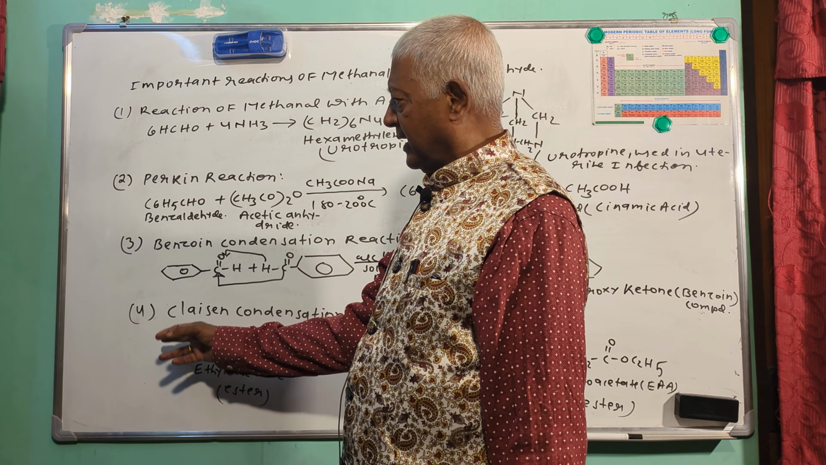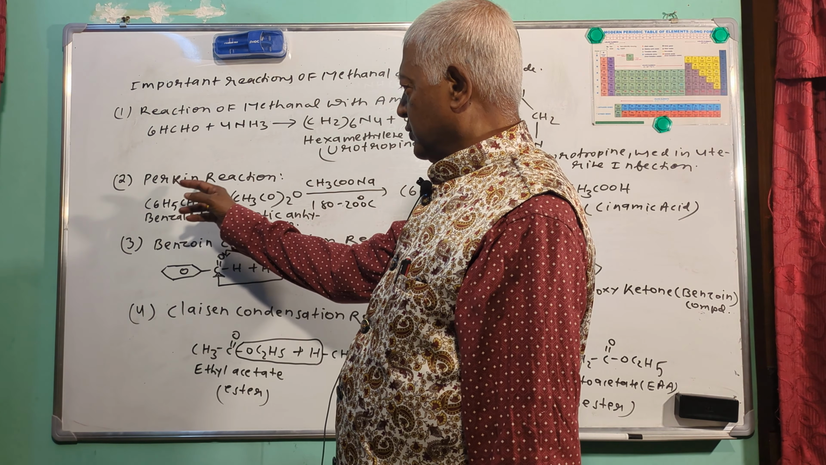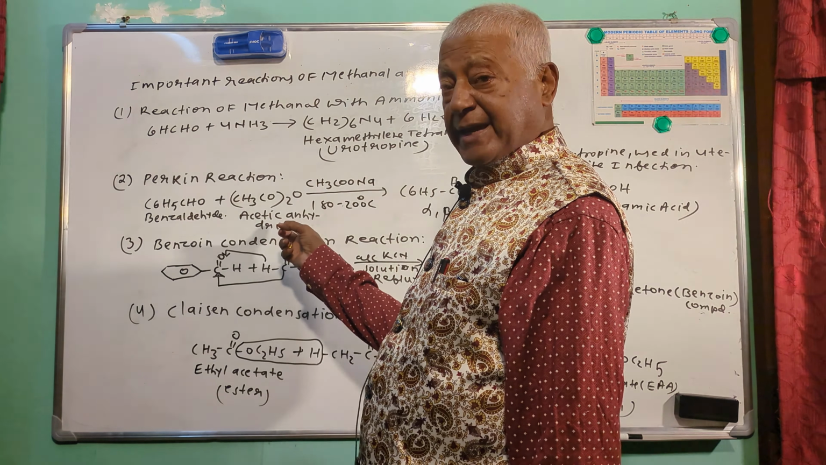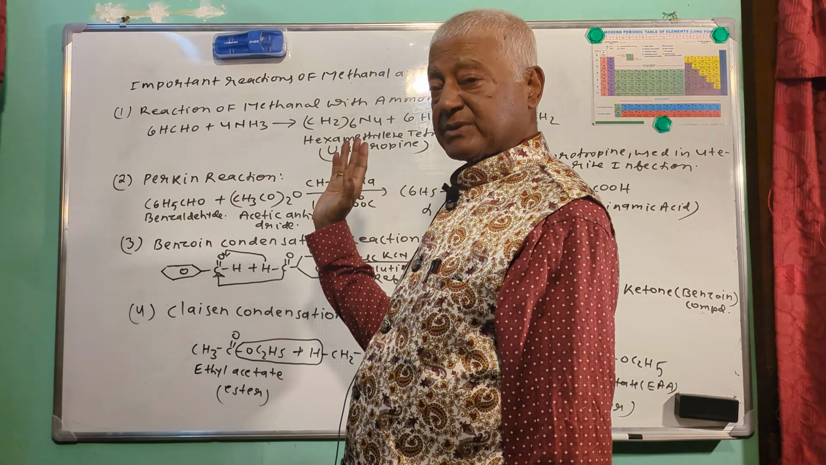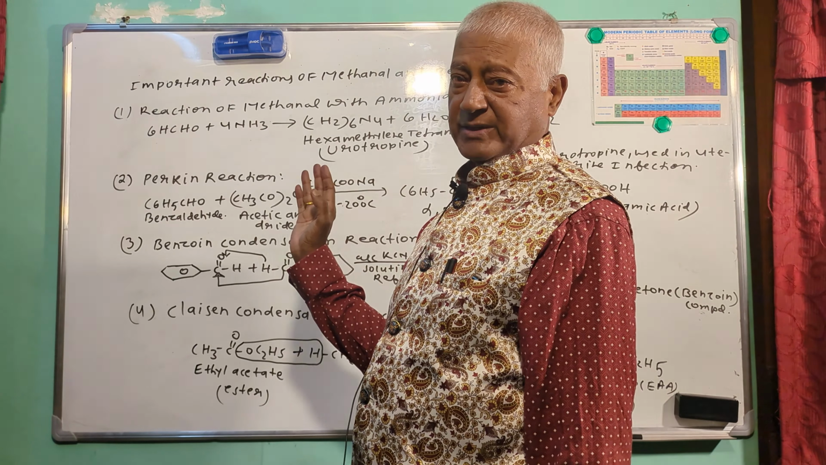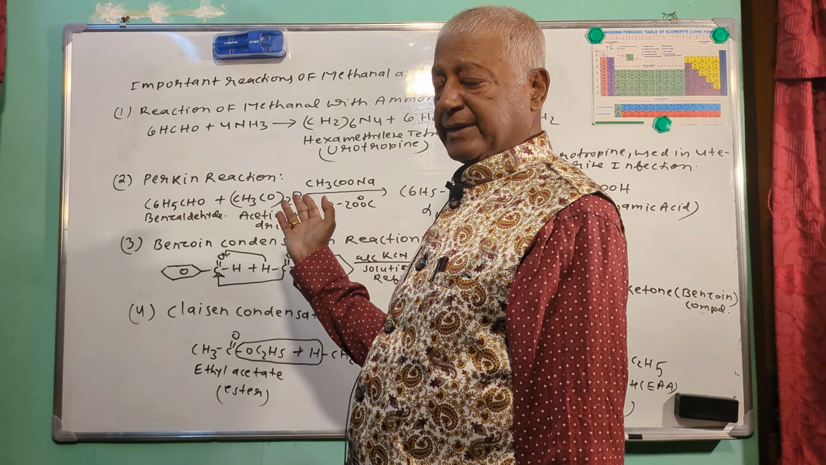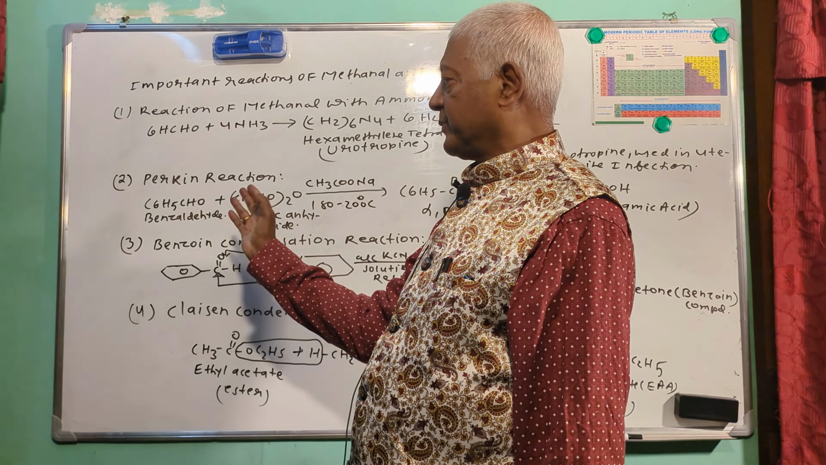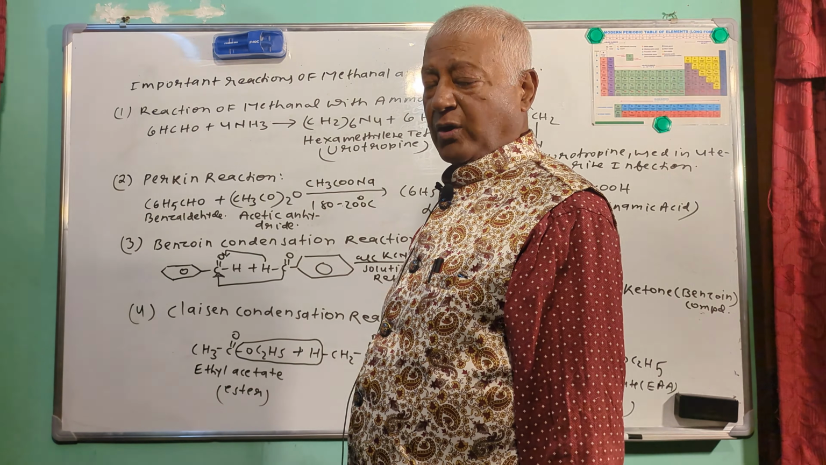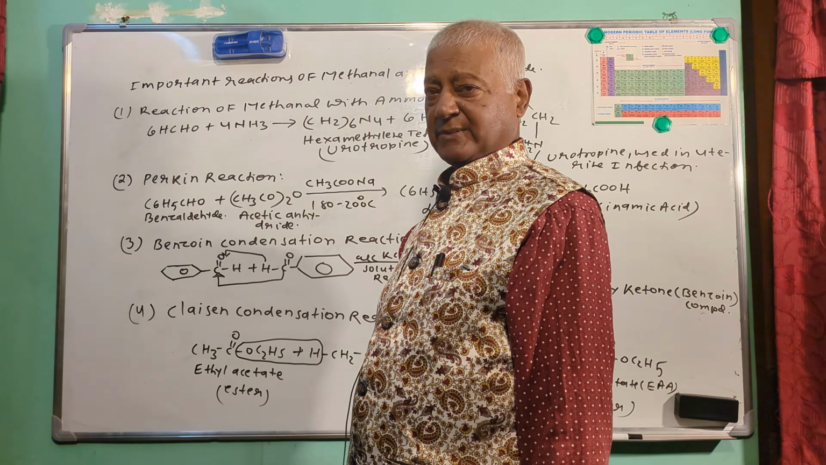Now the next reaction is the Perkin reaction. All three are related to benzaldehyde. So in the Perkin reaction, what do you get? Benzaldehyde when treated with acetic anhydride. Sometimes they ask you to write down the Perkin reaction, then we have to write the reaction and after writing it, we have to write the balanced chemical equation. So always practice this at home.